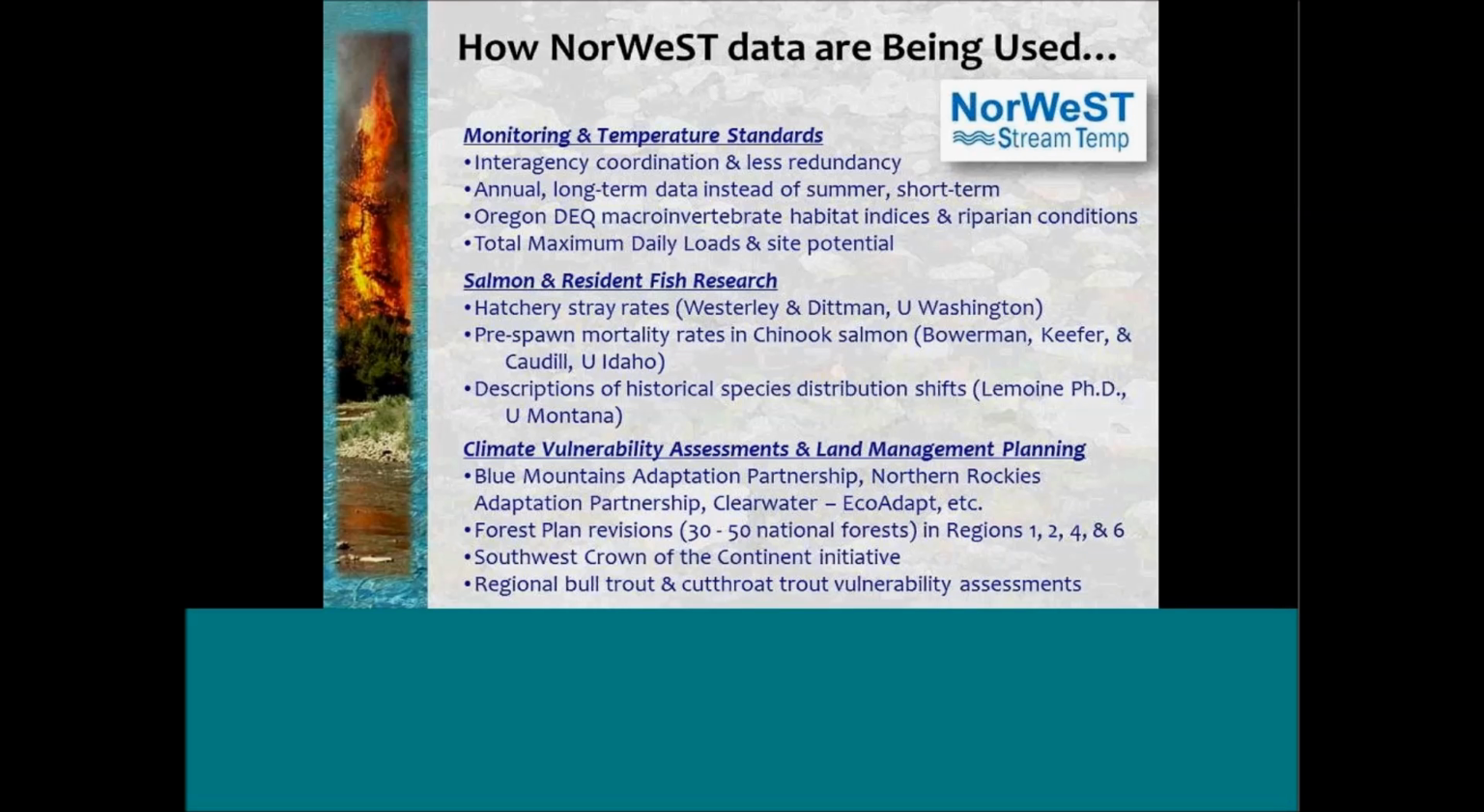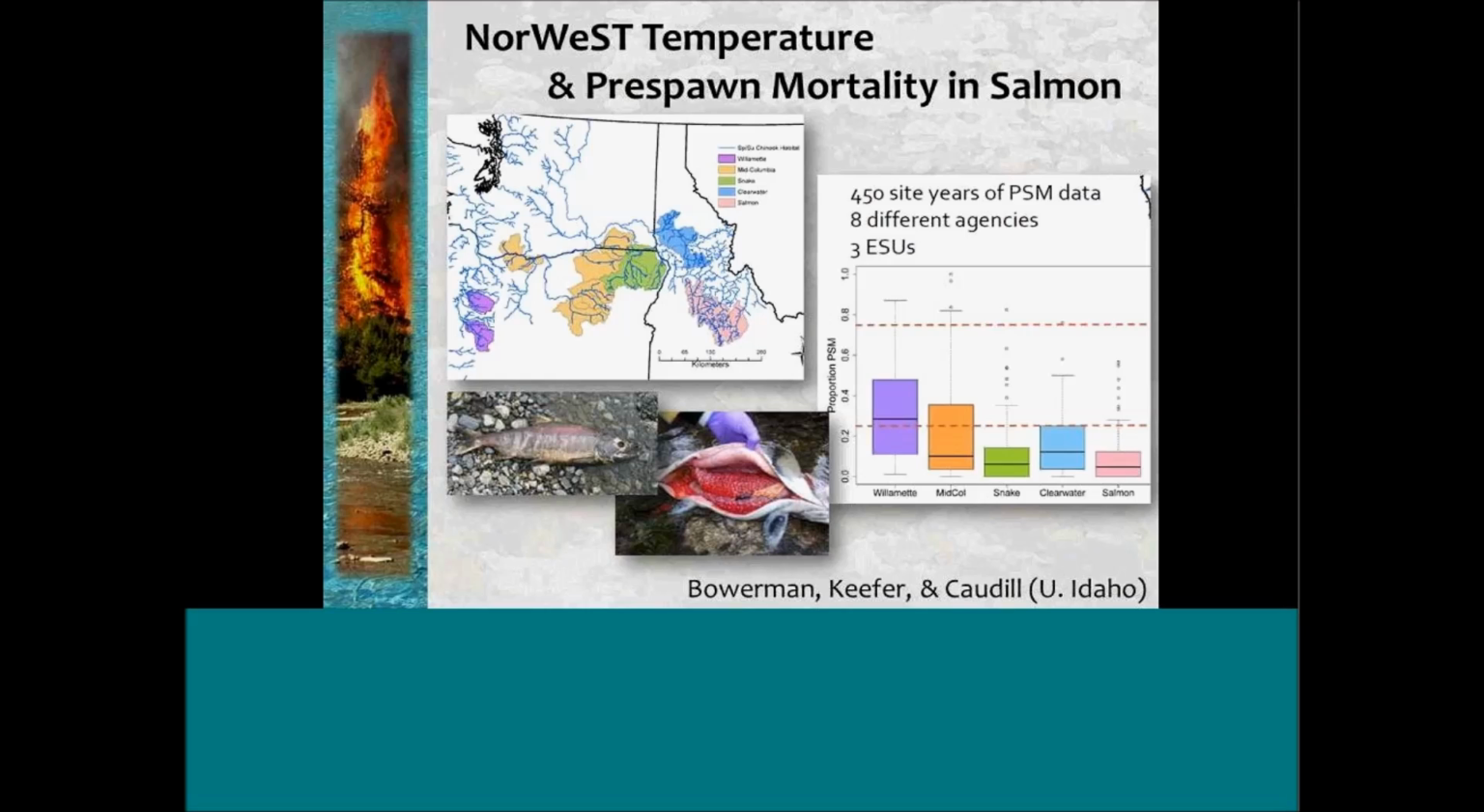The Southwest Crown of the Continent Initiative in Northwest Montana is using the temperature model and the fish models that go with that in terms of how they prioritize landscape restoration. And then there are regional bull trout vulnerability assessments and cutthroat trout vulnerability assessments. Jason Dunham and other groups are working on that particular topic through a variety of projects. And again, these temperature models and the outputs go directly into doing those sorts of vulnerability assessments.